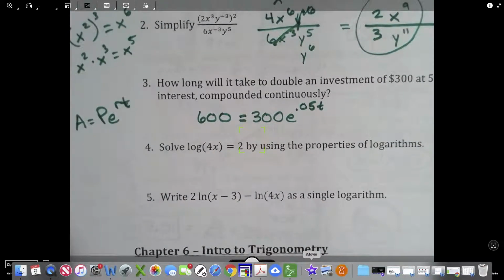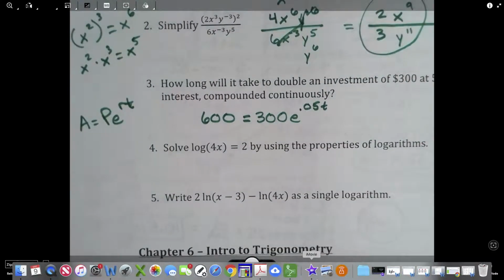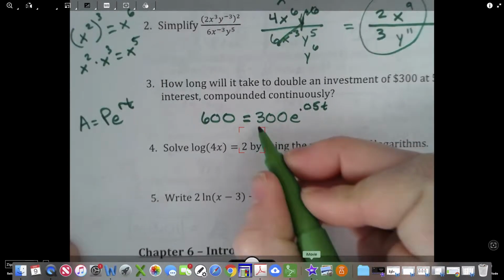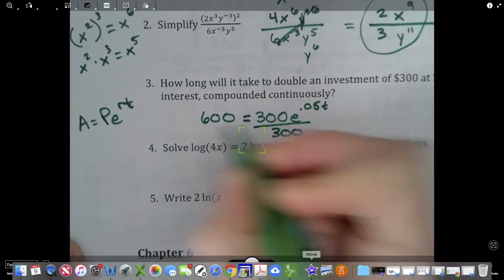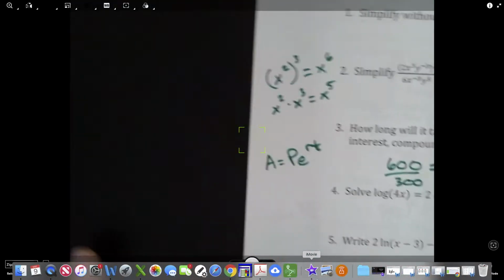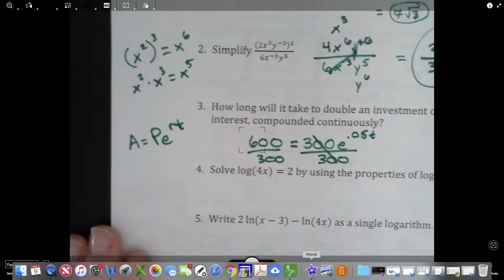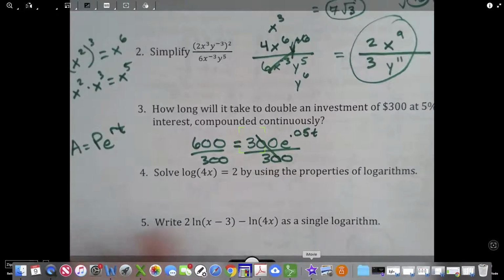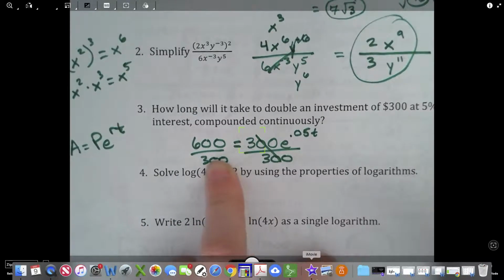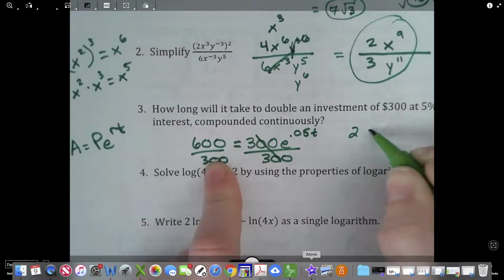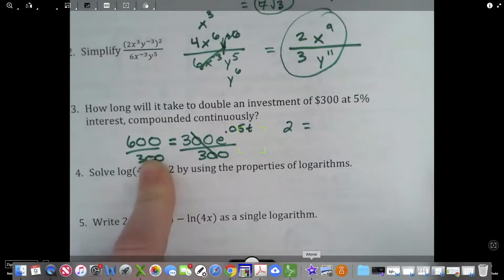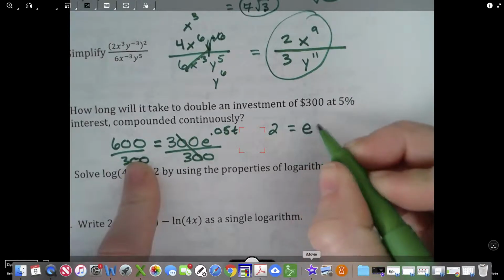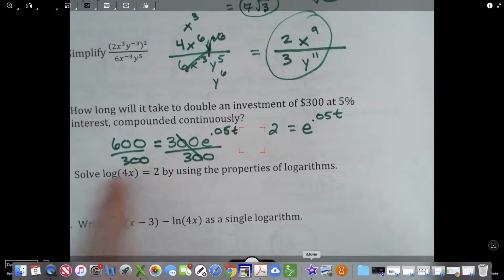Okay, so what do you want to do first? Divide 300, great. Divide 300, divide 300. Now, if you are doubling an investment, this number should always end up being 2, right? 600 divided by 300 is 2. Regardless of what I start with, that should be 2. E to the 0.05t, and then what?